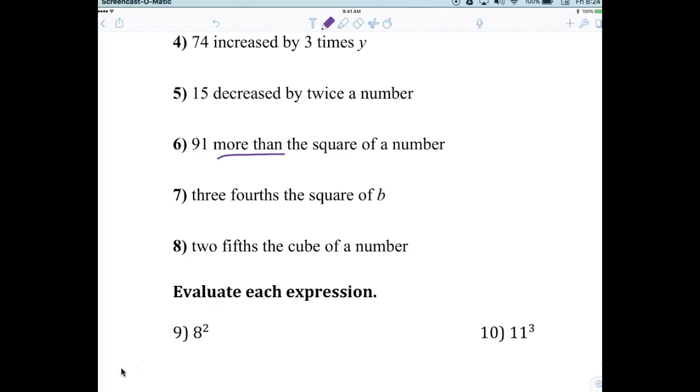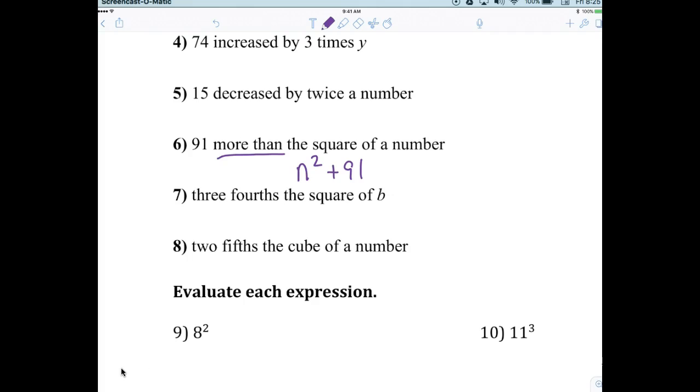Now, that's not something I can explain to you easily. You just have to look at it and kind of say 91 more than. It's either plus 91 or 91 plus. Where are you starting? You're not starting at 91. You're starting at the square of a number. So that would be n squared plus 91. All right, we're getting there.